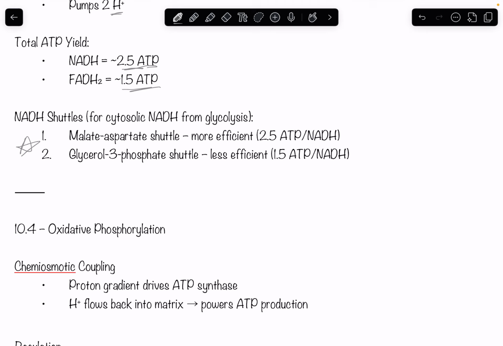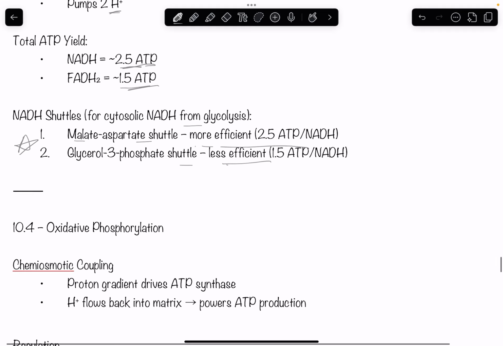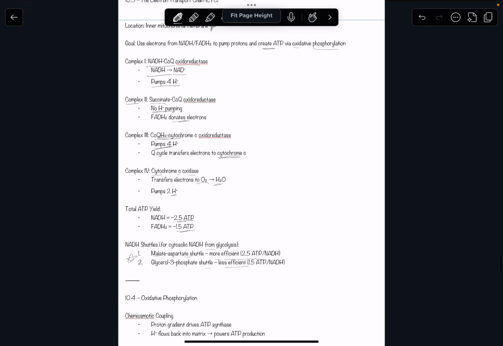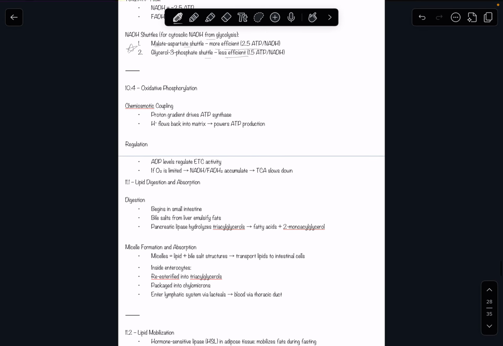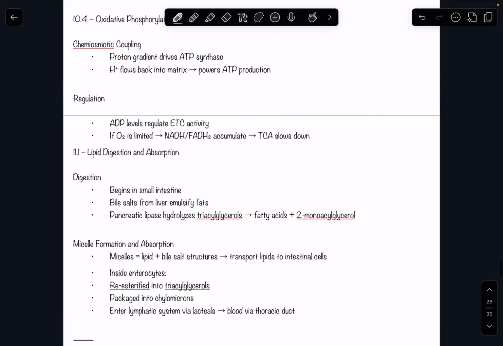So your NADH shuttles from glycolysis. The malate aspartate shuttle is more efficient, and then your glycerol 3-phosphate shuttle is less efficient. Okay. So this is about it. This was really quick. I know I might be talking too fast, but if you know this, you're ready for your MCAT. So let's just also go over 10.4 as well.